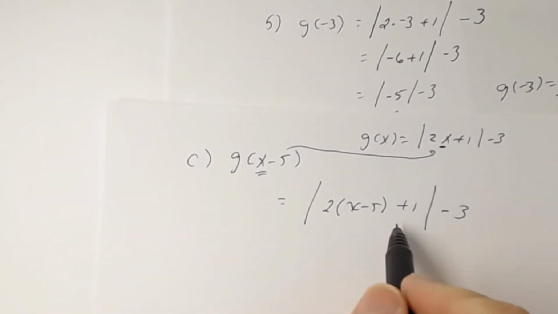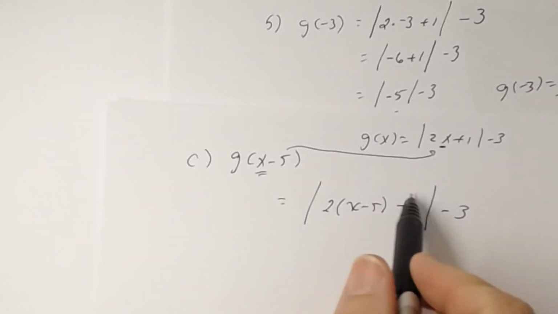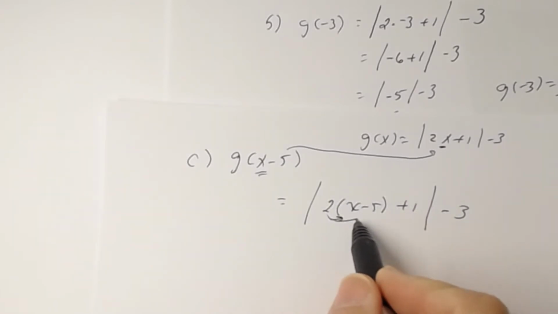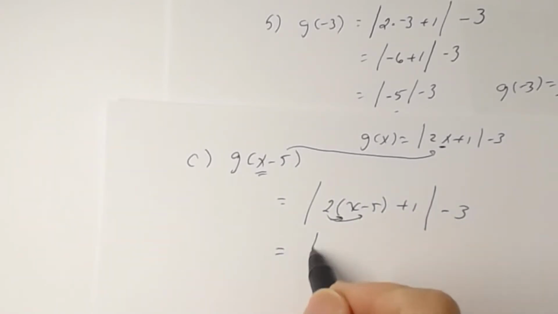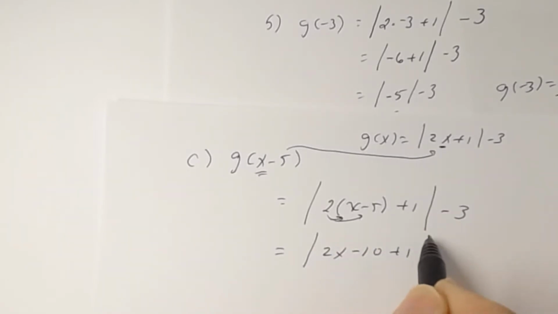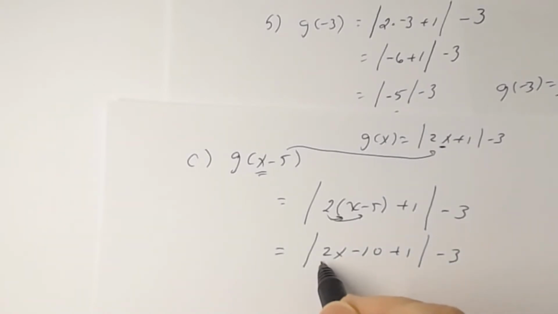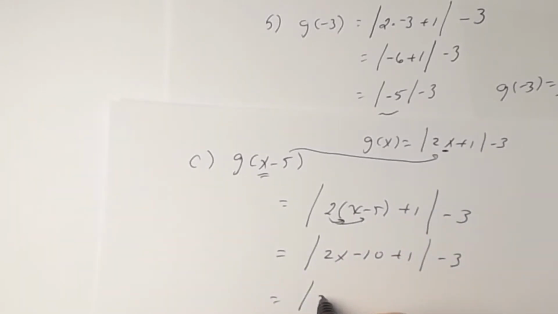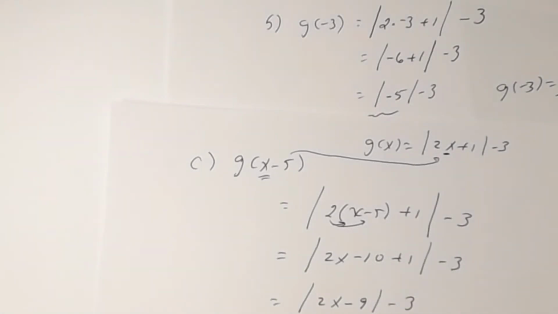Now, look inside the absolute value bars. How do you deal with this expression I'm circling? Distributive property. Very good. So it becomes the absolute value of 2x minus 10 plus 1, minus 3. Now, what do you think you're going to do with what you see inside the absolute value bars? Combine like terms, so it becomes the absolute value of 2x minus 9, minus 3.